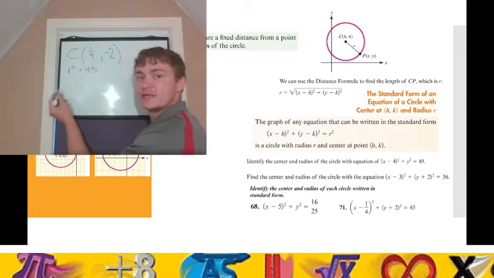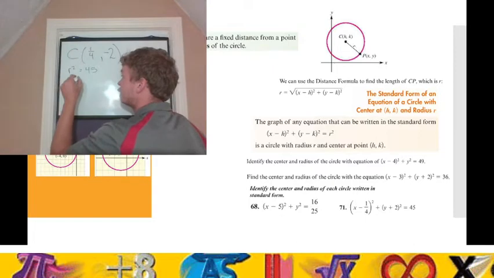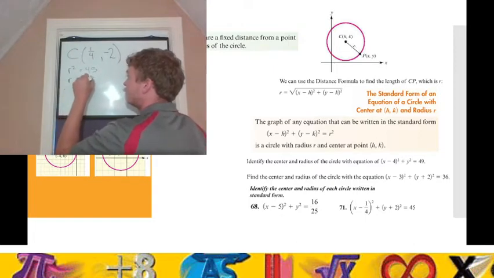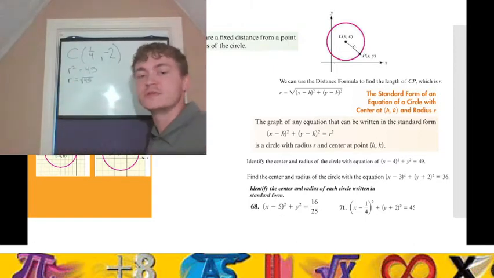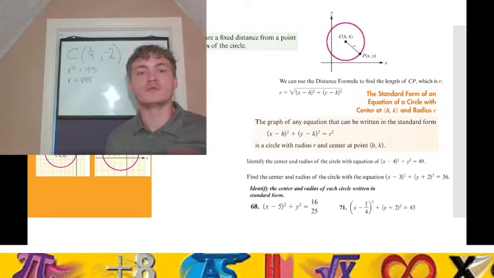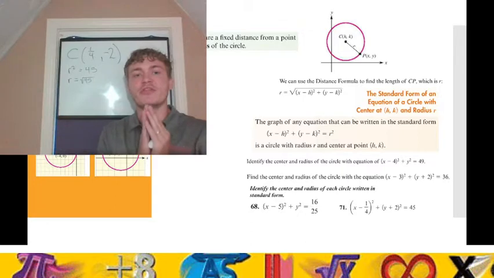To find the radius, we take the square root of each side. So r is equal to the square root of 45. Of course, 45 is not a perfect square. However, what do we think about this? 36 is a perfect square. Square root of 36 is 6.